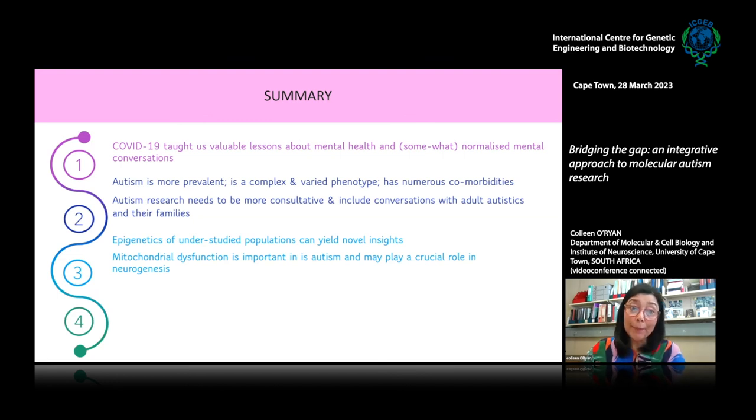I've shown you some data on epigenetics of an understudied population like South Africa. My study is the first and only study, still to date, that has looked at epigenetics in a whole genome way, and it can yield novel insights. And specifically, I've shown that mitochondrial dysfunction is an important player in the etiology that contributes to autism and therefore neurogenesis. And the literature is growing. Mine's not the only data now. There's a lot of data, so much so that the premier funding body, the Simons Foundation, had a call for research on mitochondrial dysfunction and autism.